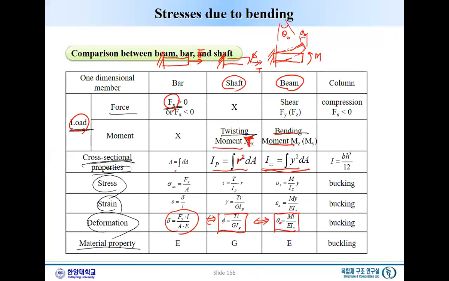So for the cross section, this is the one, and here and there. And stress is simply force divided by A, but for torque, the shear stress tau is torque divided by I, but this is proportional to R. And everything, as you can see here, these 3 structures have a common similarity, right? Any questions so far?